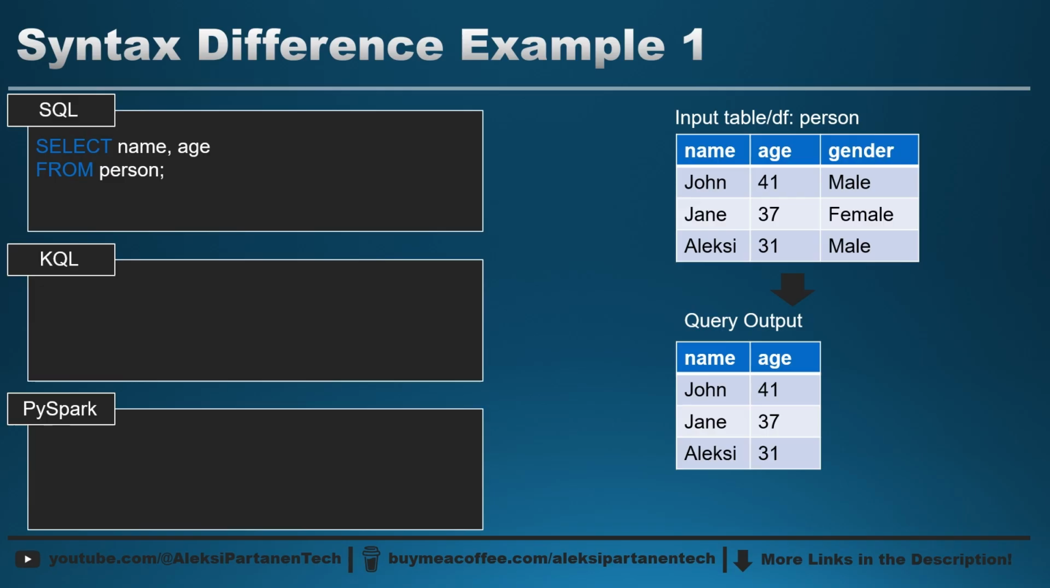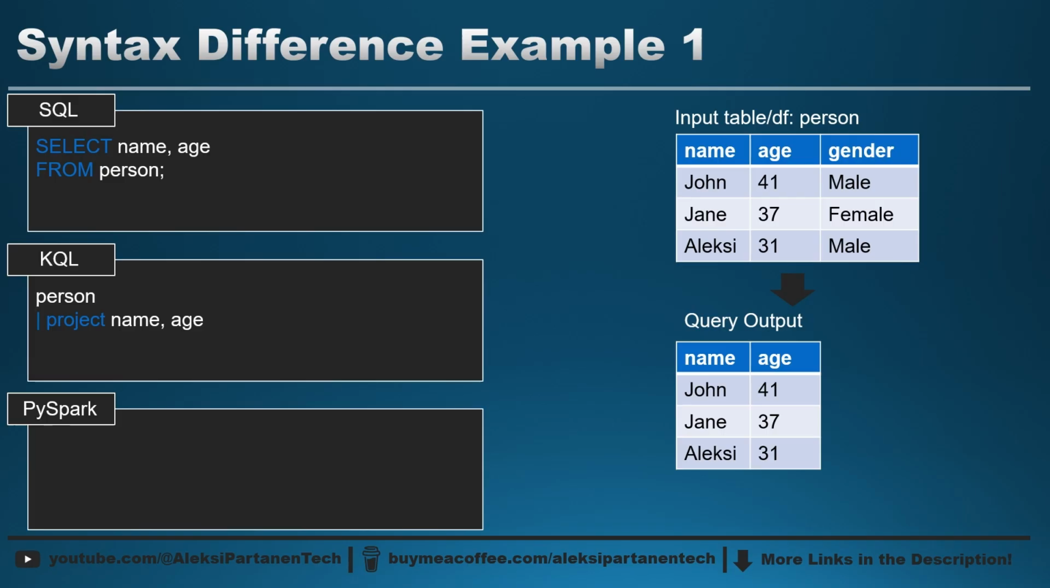Next, let's check out how to get this exactly same result by using KQL. Using KQL, we would say person and then pipe project, name and age. And with KQL, we first specify the table we want to query and then we add these operators with pipes. In this example, we just need the project operator that corresponds somewhat with the select statement in SQL. And you can use it to select the columns you want to have in your output.